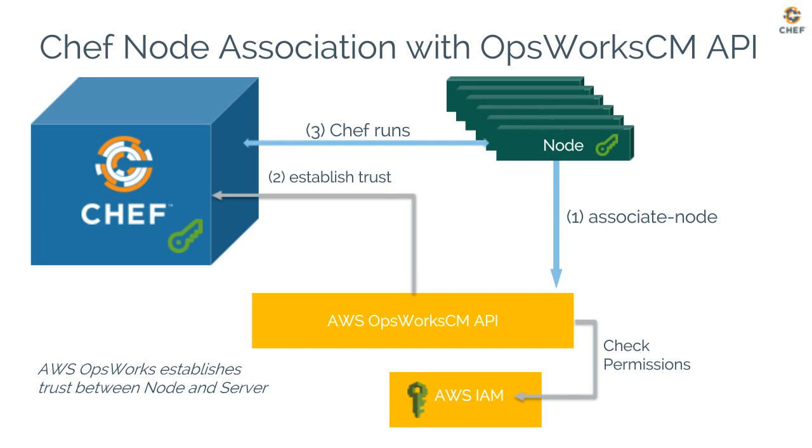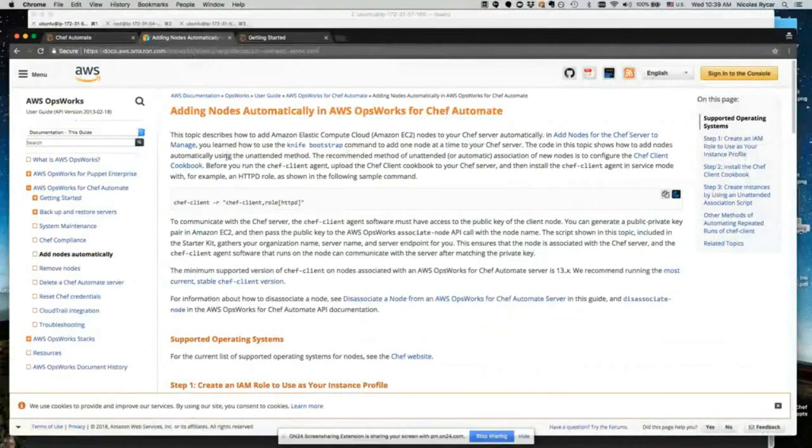So to that end, I'm going to share my screen once again, and we're going to take a look at just how to handle this configuration. It's worth noting that I have taken care of some steps ahead of time for both testing my environment and for brevity. But everything that I've done is in this adding nodes automatically document within the AWS OpsWorks doc.